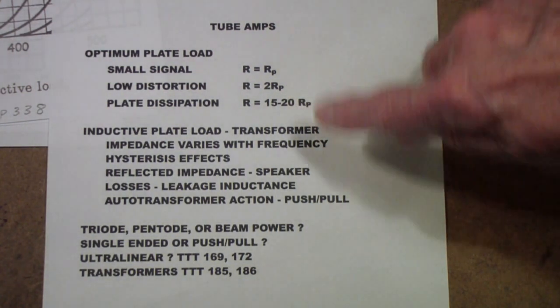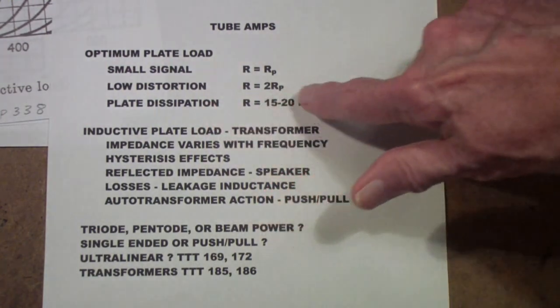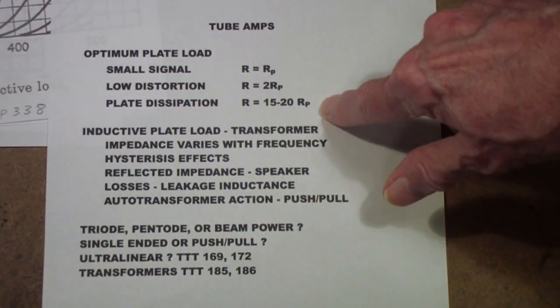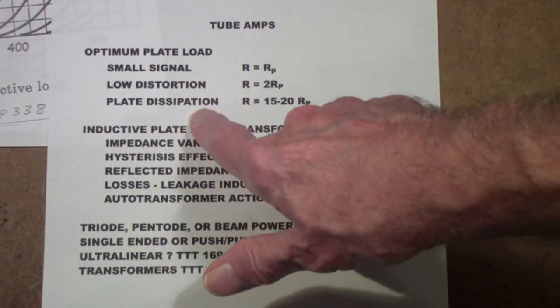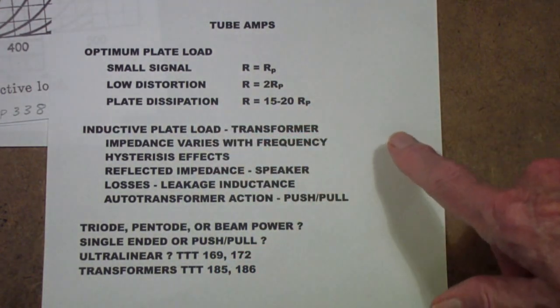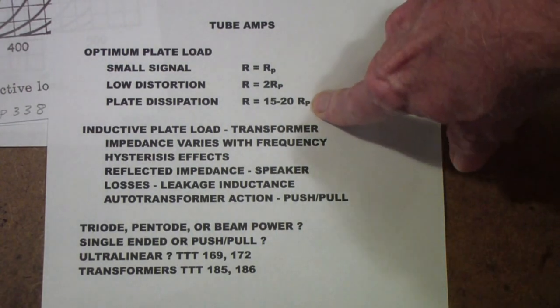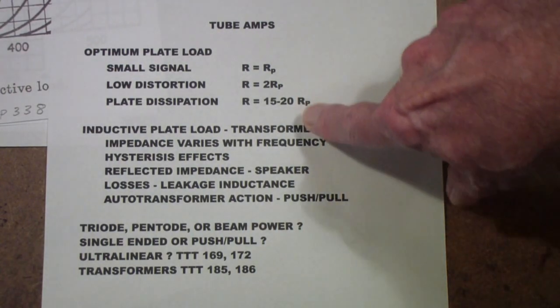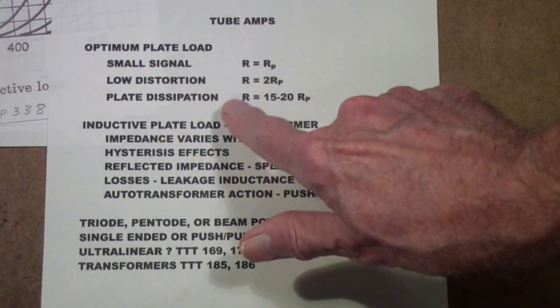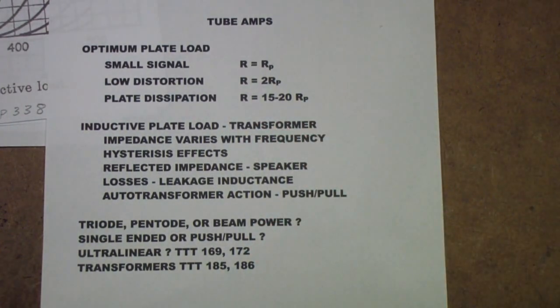The second or third factor that you need to consider is plate dissipation. If plate dissipation is an important factor, you might need to operate at up to 15 to 20 times the plate resistance of the tube just to keep the tube itself from overheating at its quiescent or static operating point.